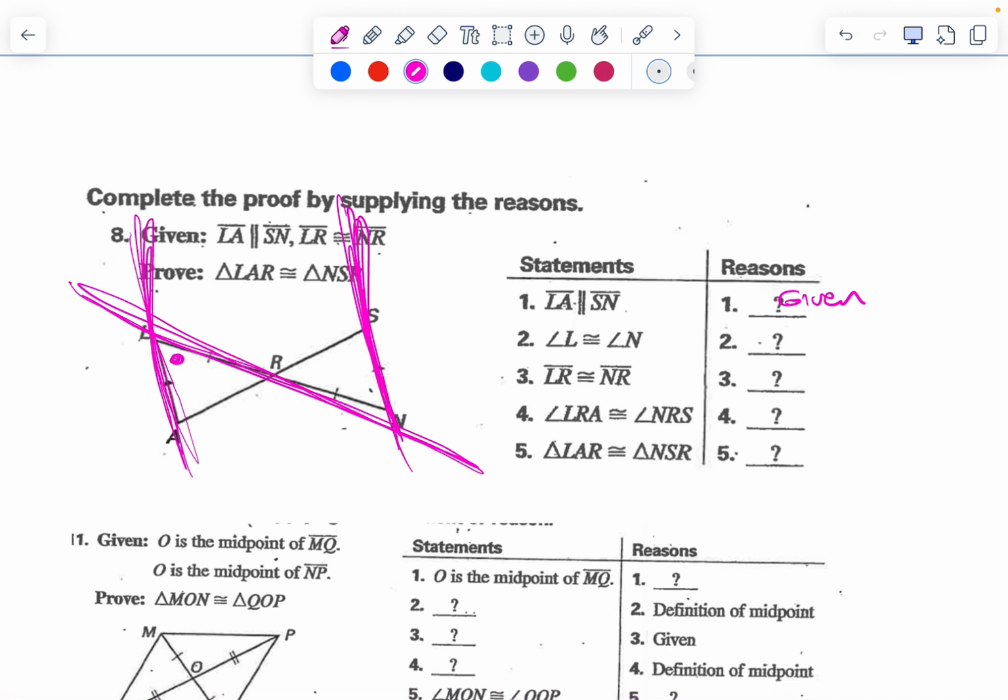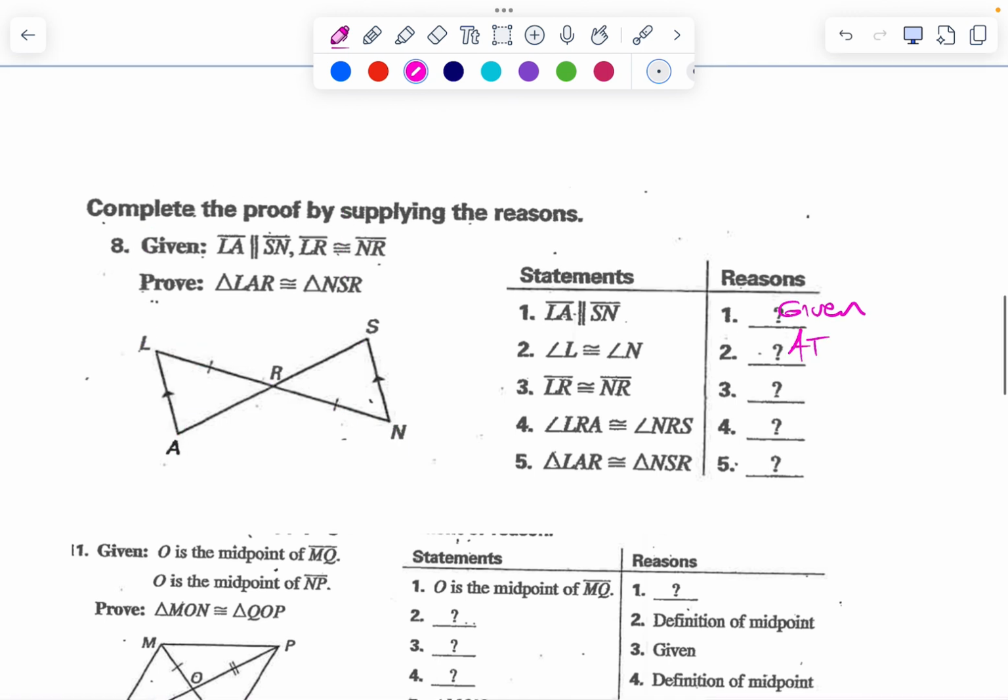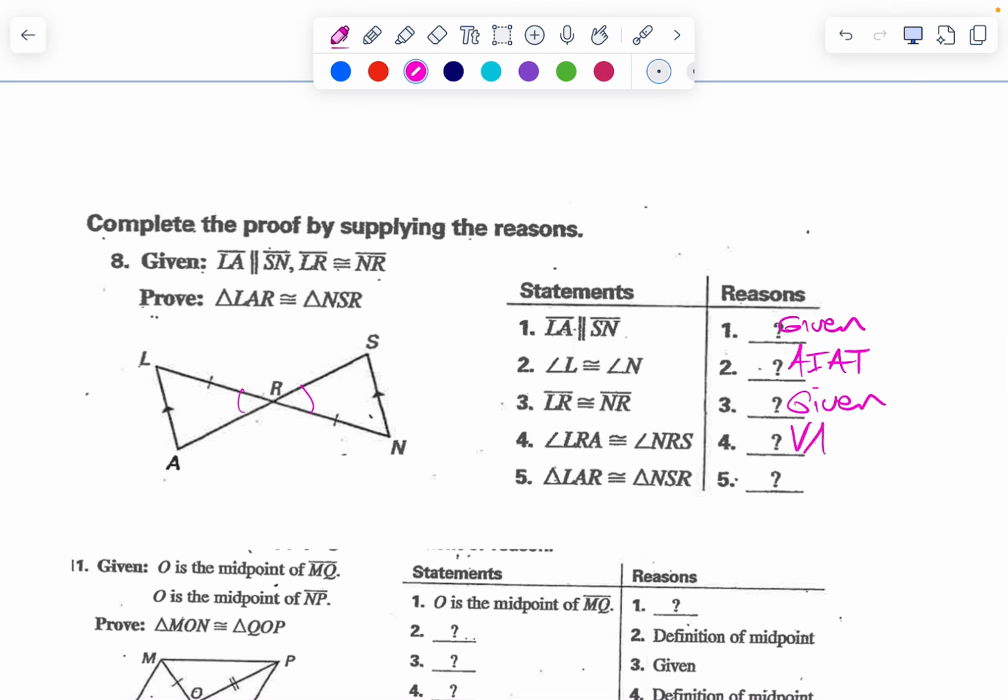And with that, we have these two angles. What kind are they? Yep, those are alternate interior. The next line is just given. And then angle LRA and NRS are those two. What kind of angles are those? Those are vertical.